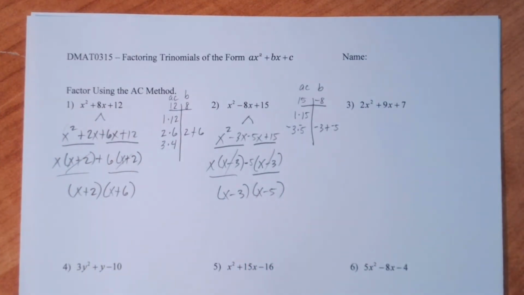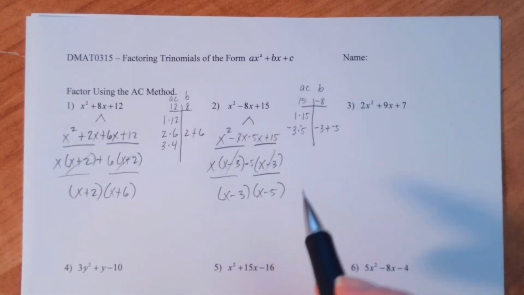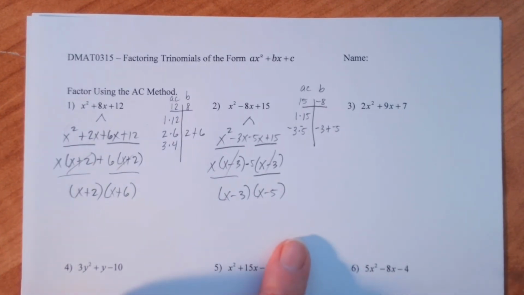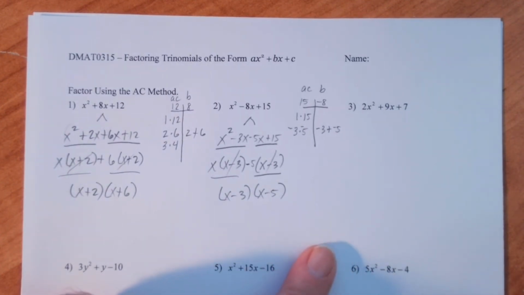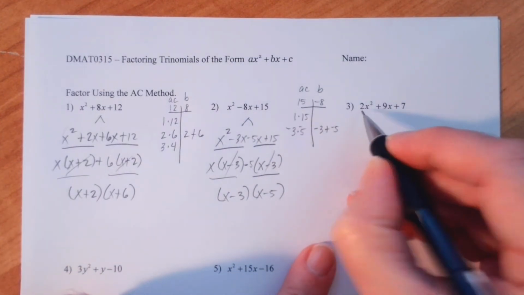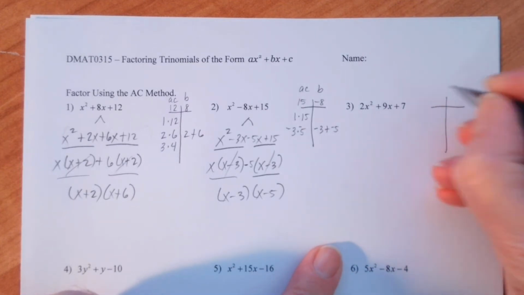The other thing I would point out is we could always FOIL this at the end, and we should get what we started with. You can check yourself quite easily. All right, so notice this time this is not a 1x squared, but it won't matter. We're going to use the exact same method.